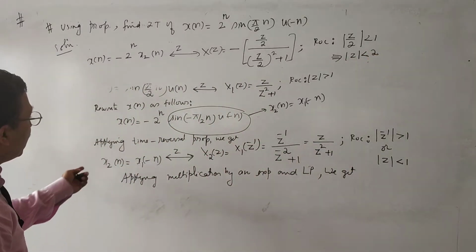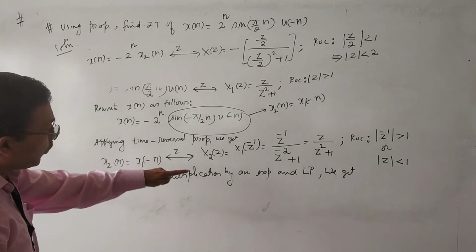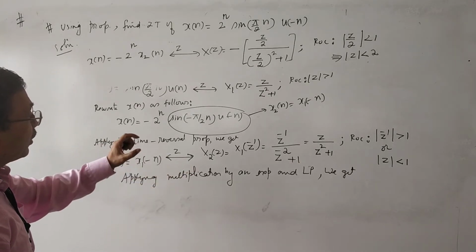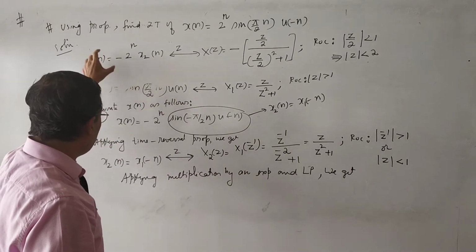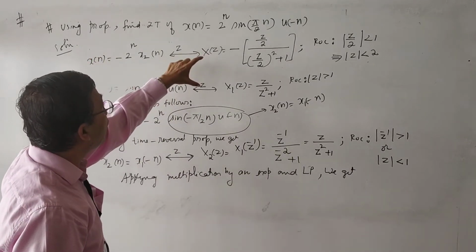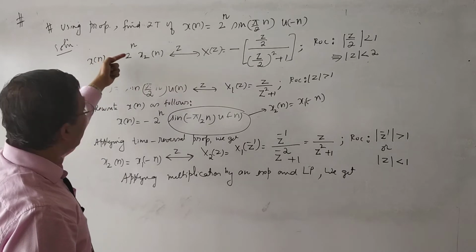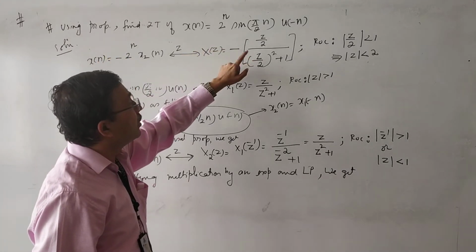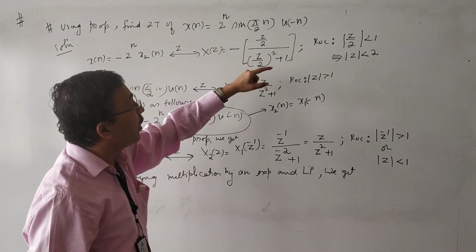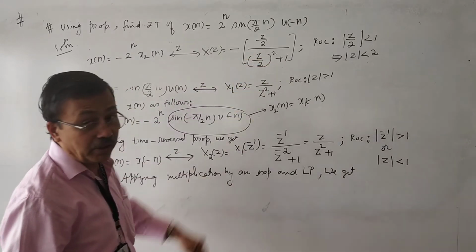So I applied multiplication by exponential and linearity property together. Because of linearity, the minus sign on the time domain signal is transferred to the z domain signal. Because of multiplication by exponential property, z has been replaced by z by a. Z also should be replaced by z by a in the ROC, where a is 2 in this case.